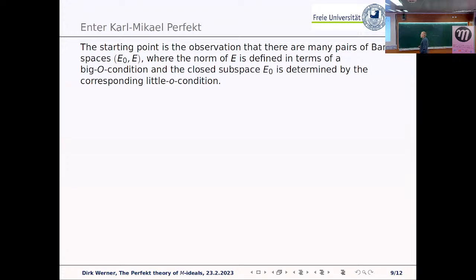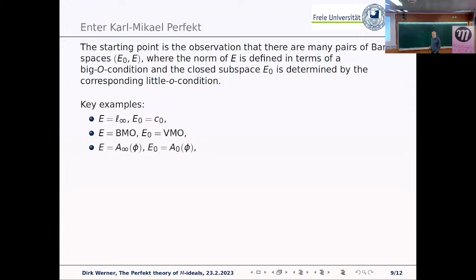And the situation is, in very rough terms, you have a big space E where the norm satisfies a capital O condition, like the sup norm here, which is bounded, so it's capital O. And you have a subspace E naught, like the zero sequences, where the same condition is given in terms of the little o condition. So here sequences are bounded, capital O, here they tend to zero, little o. And this is the hallmark of the situation, of which there are many more examples, like the famous BMO space, with its subspace of vanishing mean oscillation.